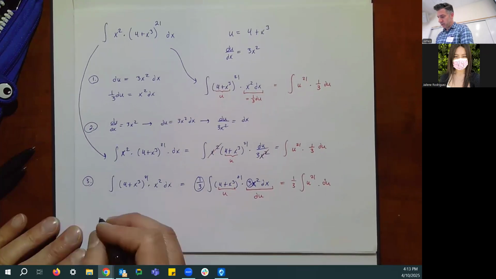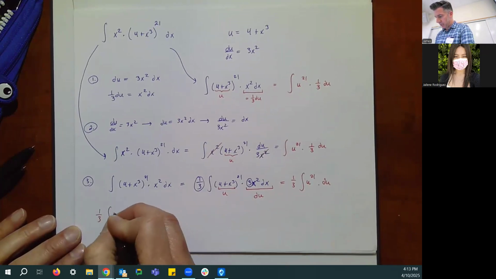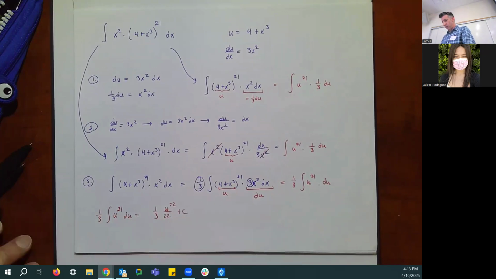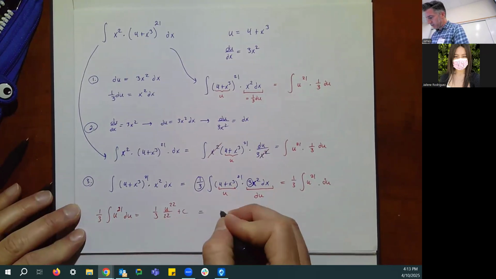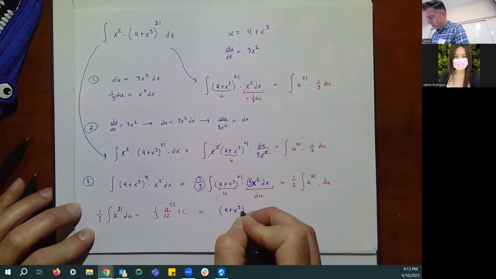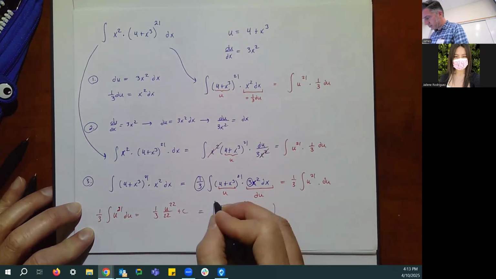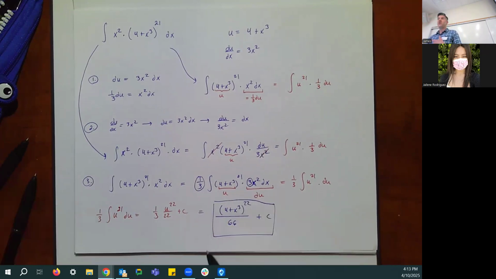In any of these three cases, the integral of 1/3 times u to the 21st du is going to be 1/3 times u to the 22nd divided by 22 plus c. And then we're going to switch back to x's and get 4 plus x cubed to the 22nd divided by 66 plus c. And you can see that if you took the derivative here, you would exactly get 22 times 4 plus x cubed to the 21st times 3x squared. And the 22 times 3 is 66, which cancels the 66 that we're dividing by. So it totally works out. It undoes the chain rule.